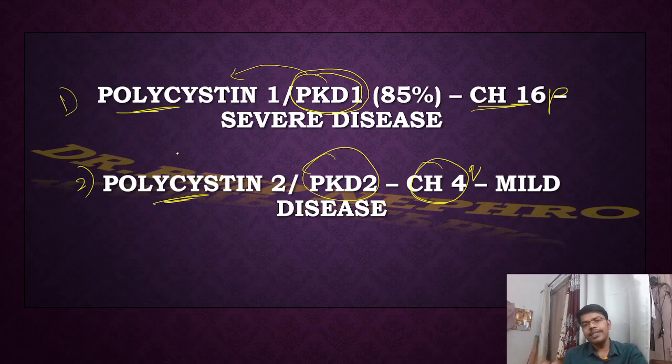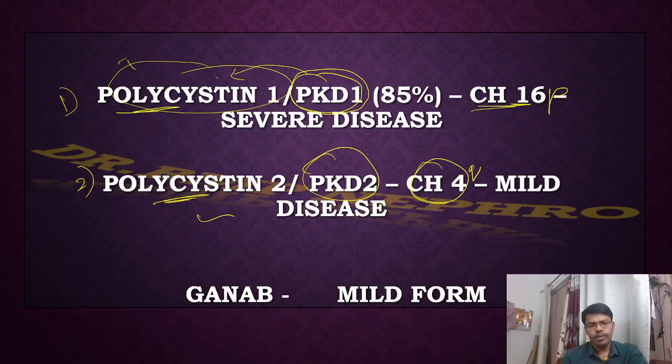Polycystin 1 is associated with the severe form of the disease, especially the truncating mutation. There are two types of mutation, truncating and non-truncating. Polycystin 1 truncating is associated with severe disease. Polycystin 2 is associated with minor disease. A newer gene has been described which causes a milder form of ADPKD, which is the GANAB gene. So mostly you have to be aware of polycystin 1 and 2. For MCQ purposes, the GANAB gene also causes a mild form of this condition.